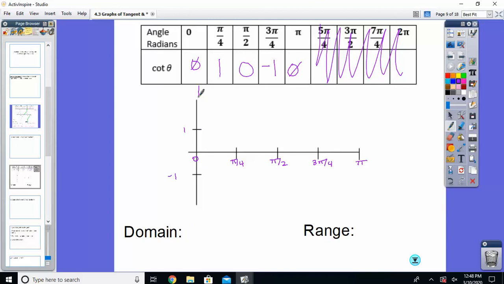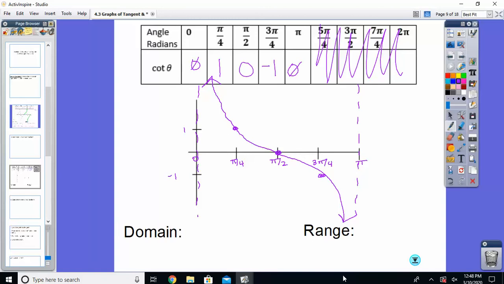At 0, my graph was undefined. At pi, my graph was undefined. Those are vertical asymptotes. Pi over 4, we had 1. Pi over 2 is 0. 3 pi over 4 is negative 1. This is a curve. It is approaching the asymptote. So it looks like this.